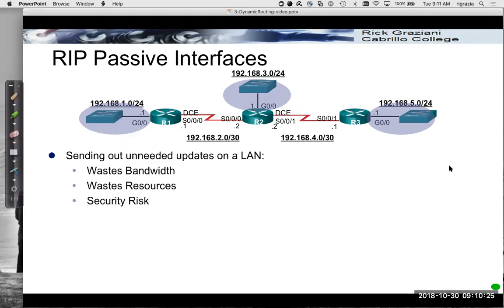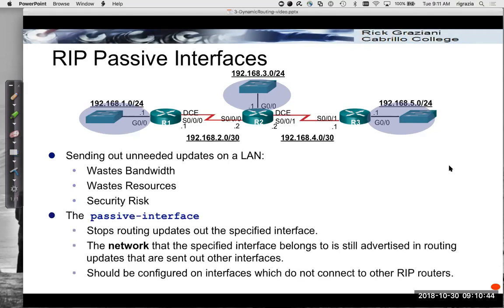It also can be a security risk if you're not authenticating your routing protocol, because devices out there can see which networks are there and get more information about your network, which you probably don't want going on out there. So, the passive interface command.